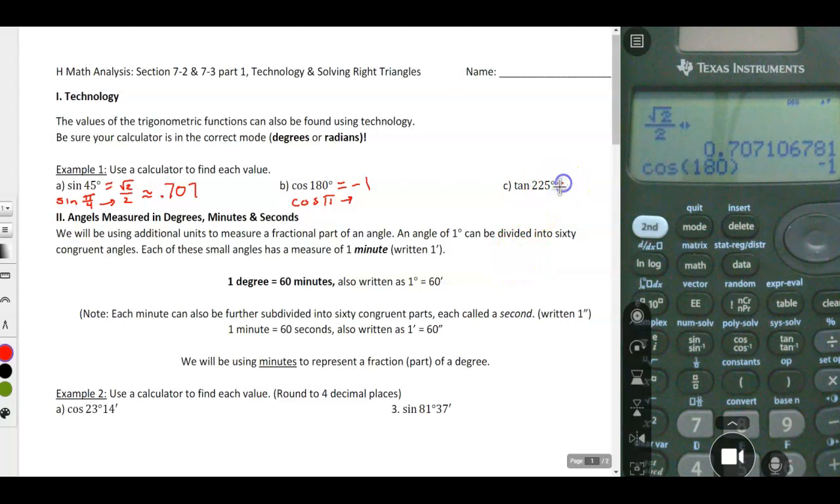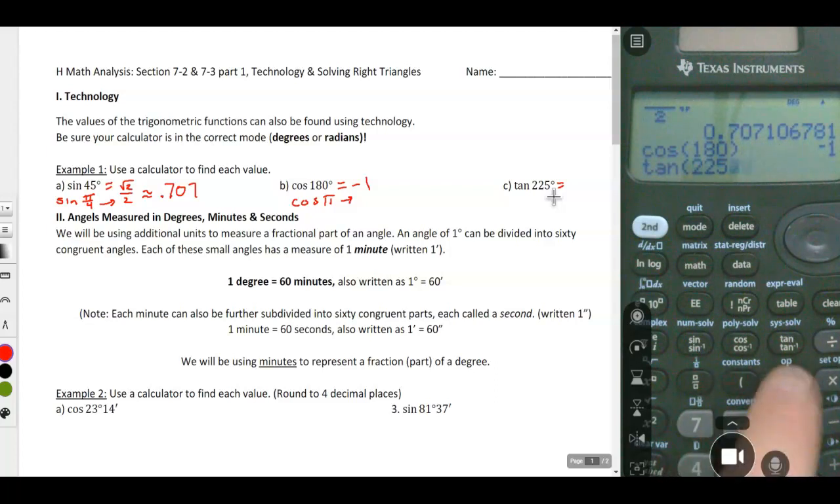And 225. Tangent. Press the tangent button, 225 degrees. Of course, that comes out to +1, right? It's on a unit circle. It comes out to what? 5 pi over 4. Same as tangent of 5 pi over 4 in the third quadrant. So that line has a positive slope, +1 slope.